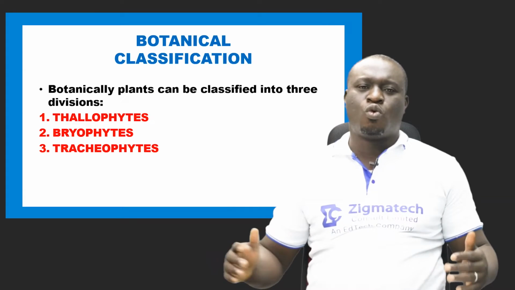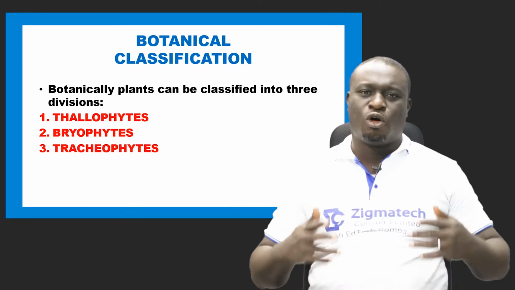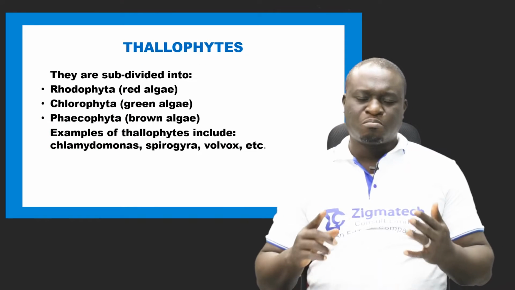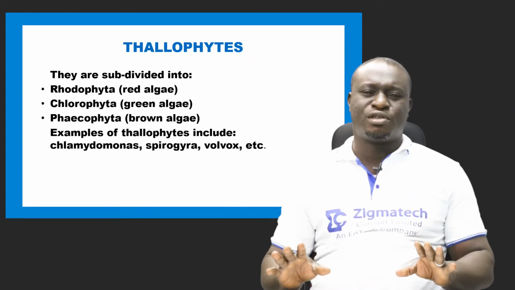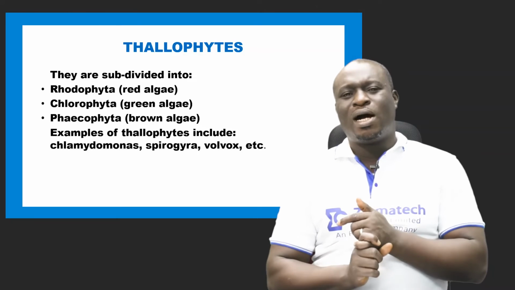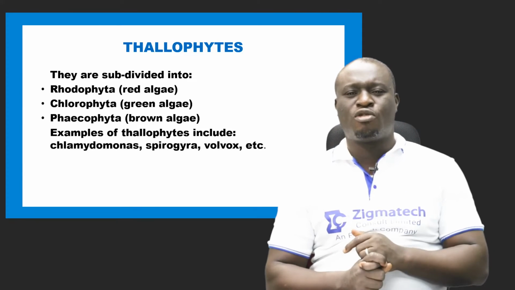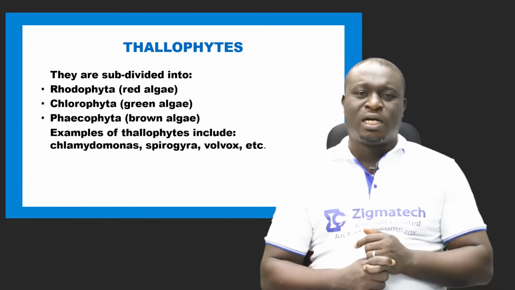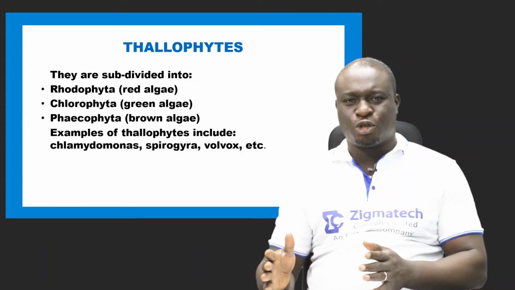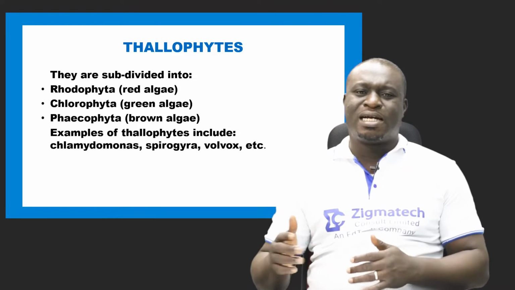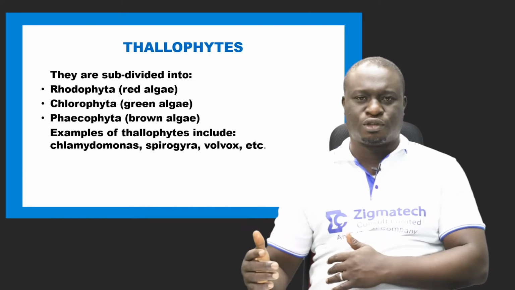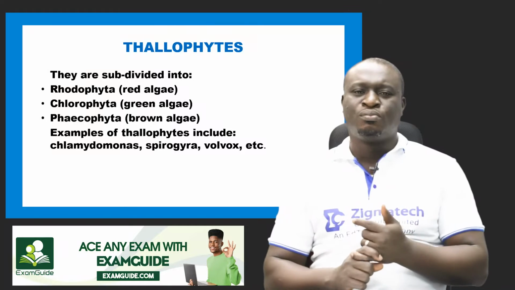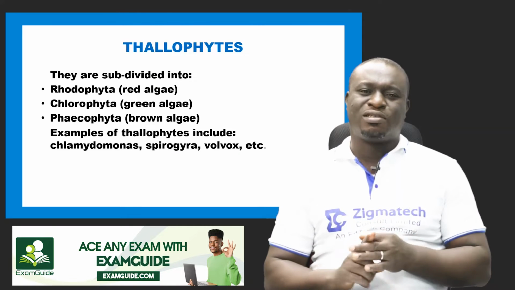Now, let's look at what THALLOPHYTES are all about. I'm going to give you 2 major characteristics of THALLOPHYTES. Number 1 is that THALLOPHYTES are non-vascular plants. Now, when we say a plant is non-vascular, it means that the plant does not have what we call vascular bundles. Examples of vascular bundles include the cambium, the phloem, and the xylem.